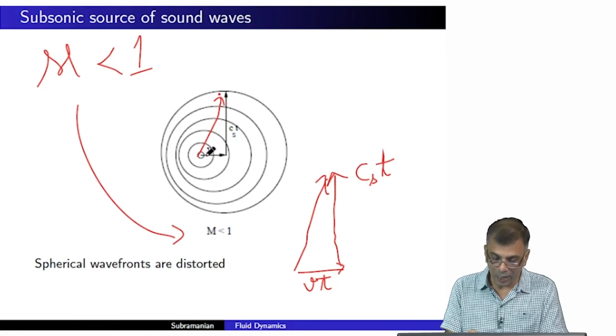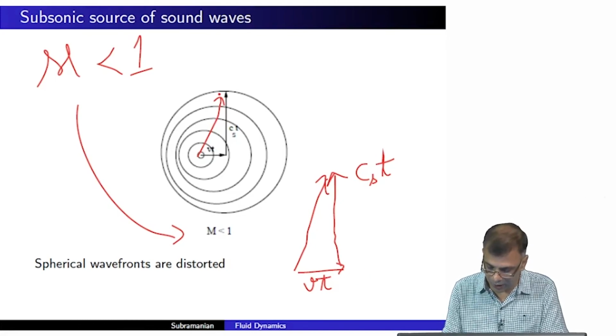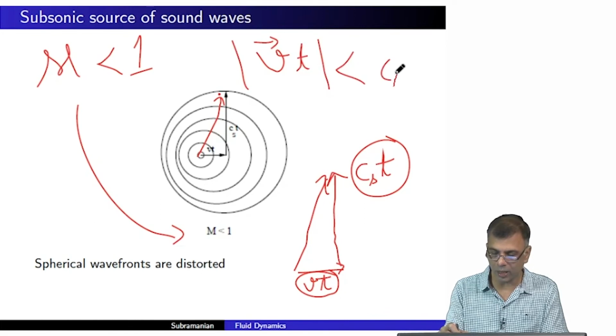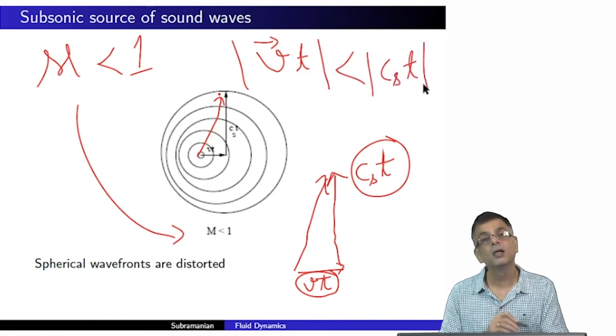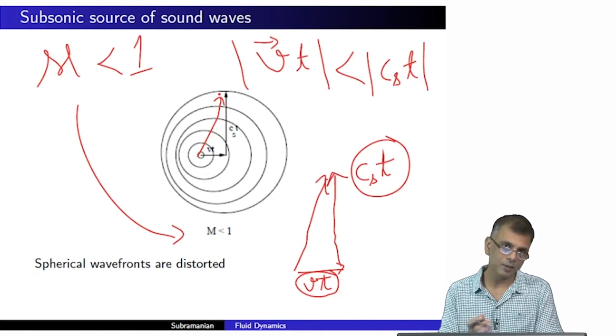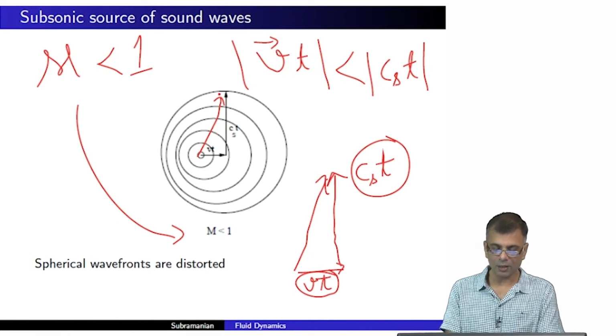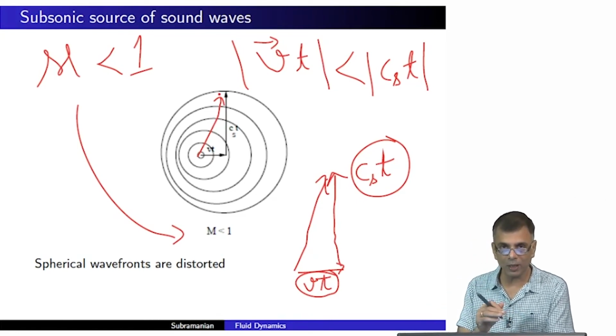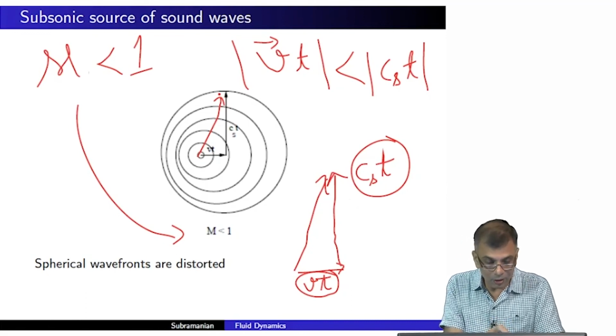And this is true as long as this Vt is smaller than C sub s t. In other words, the magnitude of Vt is smaller than the magnitude of C sub s t. In other words, V is smaller than C sub s. In other words, the Mach number is less than 1, right. This is true as long as this is satisfied. And it's obvious what we are building up to. We are building up to a situation where this need not be true.